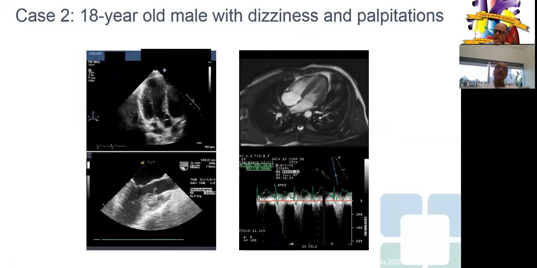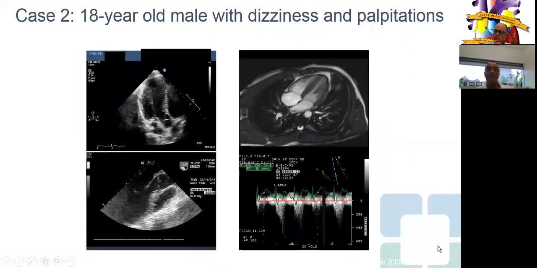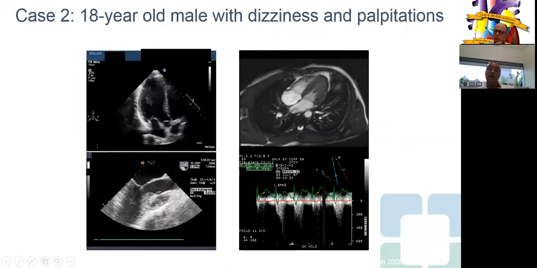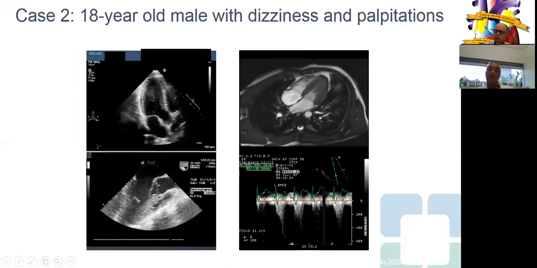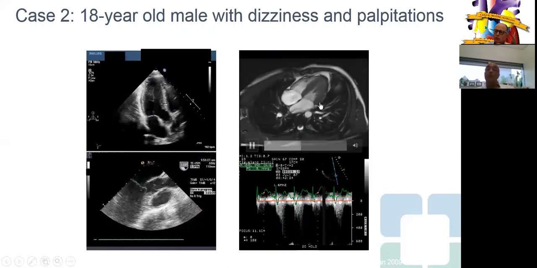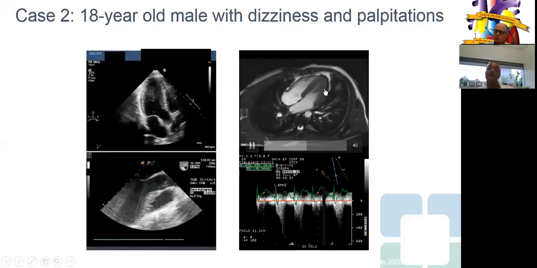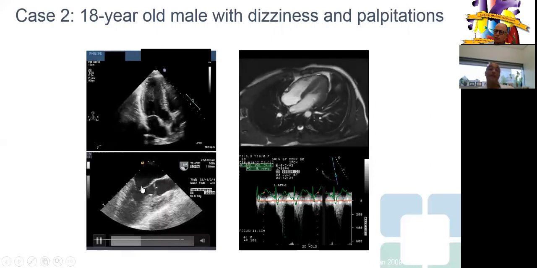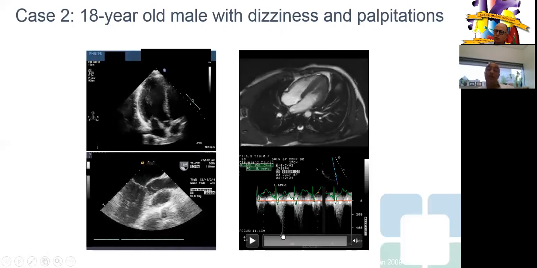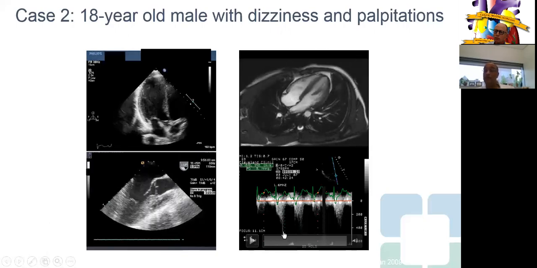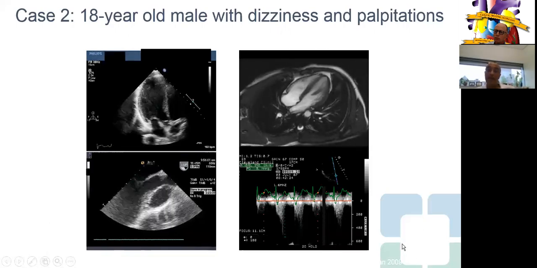On the flip side, let's take a look at this 18-year-old male who presented with dizziness and palpitations and near pre-syncope. So this gentleman, unlike the previous case, has no hypertrophy. MRI confirms there is no hypertrophy. What we noticed early, this is a few years ago, is that there's a very prominent papillary muscle. This person does have genuine SAM with severe LV outflow tract obstruction reaching 120 millimeters of mercury. And this person got very symptomatic when we provoked his outflow tract gradient.